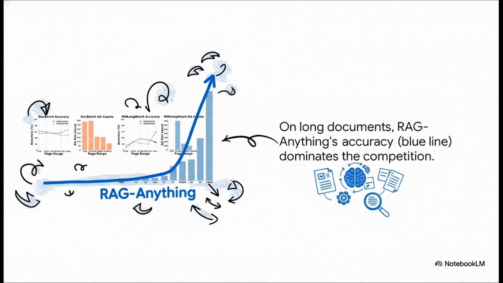And the results? Well, they're pretty amazing. Check out these charts. That blue line, that's RAG Anything's accuracy. Now watch what happens as the documents get longer and more complex. 50 pages, 100 pages, more. You see how the other models start to struggle? Their accuracy tanks. But the blue line, RAG Anything, it stays strong. That master map lets it navigate all that complexity way, way better.